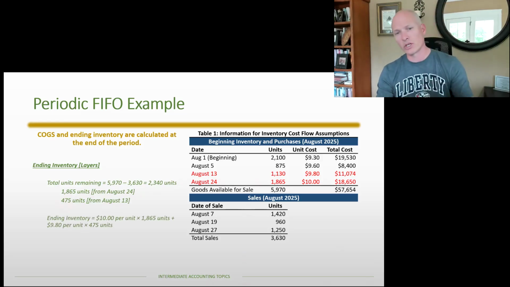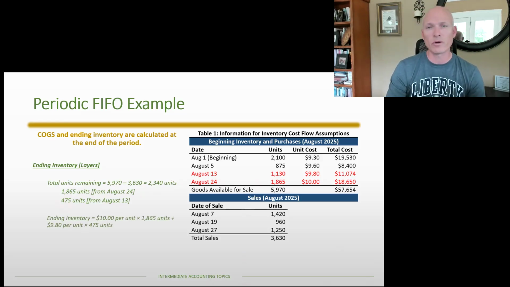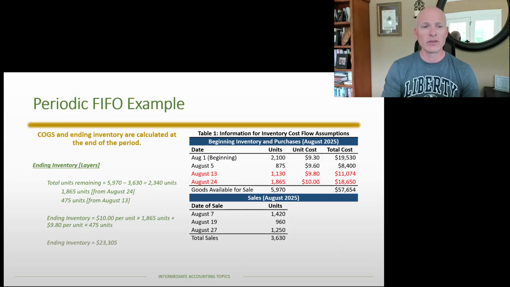Of course, $10 a unit is the unit price for the August 24th. $9.80 is the unit price for the August 13th. We add those up and we get ending inventory of $23,303.